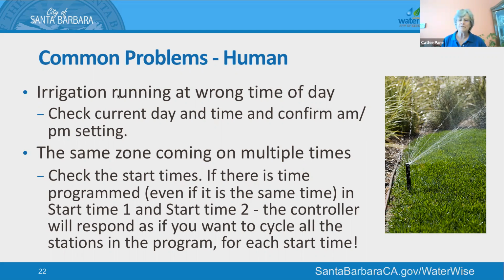If the zone is coming on multiple times, the usual culprit on that is that you have more than one start time for that station, or you have that station on multiple programs. The biggest thing I see, though, is that if you're looking at your controller, and I'm going to have you imagine this, you've taken that center dial, you click it down to start times, you're on program A, you see the little A up in the display, and it says 1, and then it gives you a time, 6 a.m. So that's your first start time.